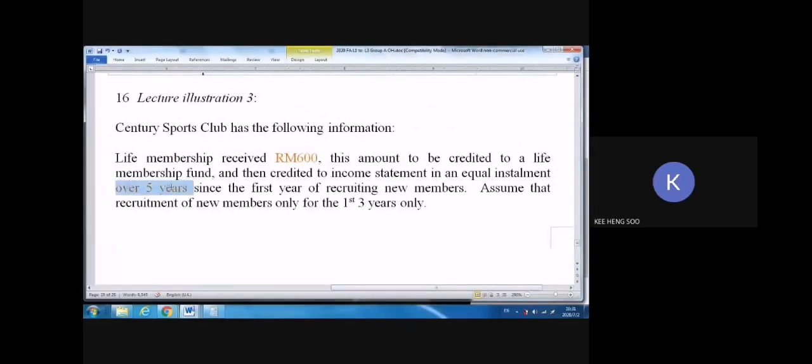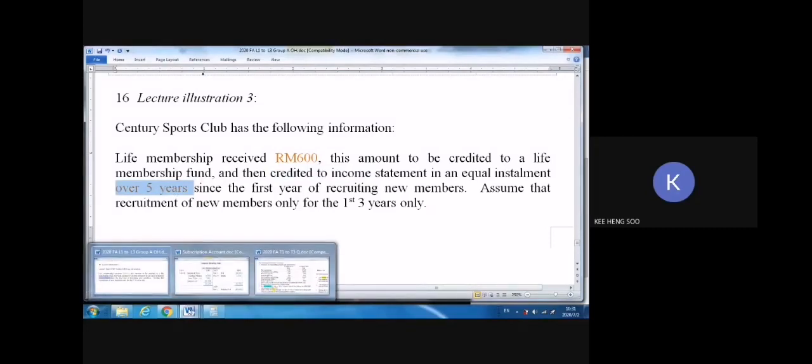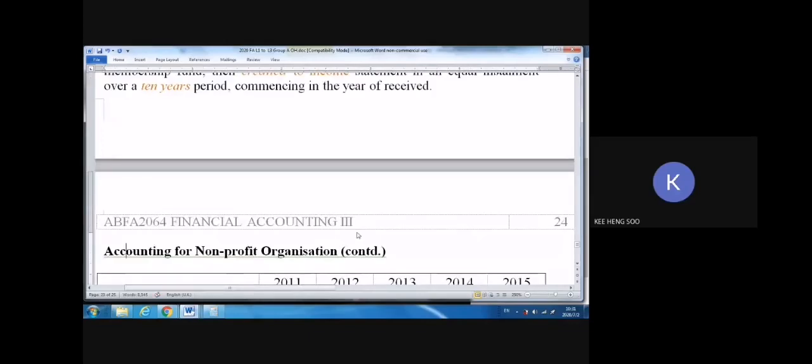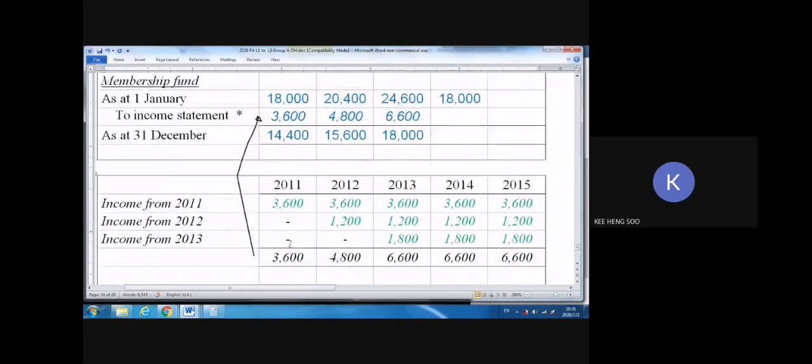Do you see the word? Credit to income over 5 years. Because this is not income, and just like I mentioned, this is capital receipt, it's not income. But I can credit to income over 5 years. Understand? Credit to income over 5 years. Understand? Now. So 18,000 divided by 5 is 3,600. Are you okay? Don't lose. Once you lost, totally lost already.